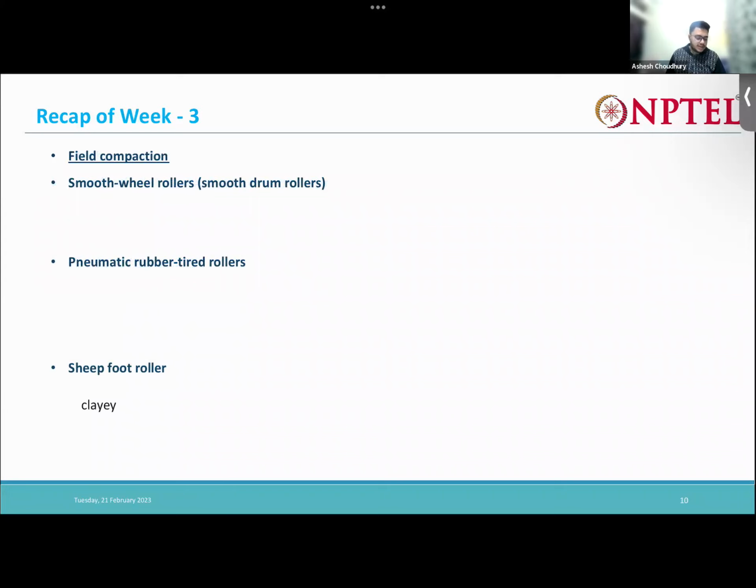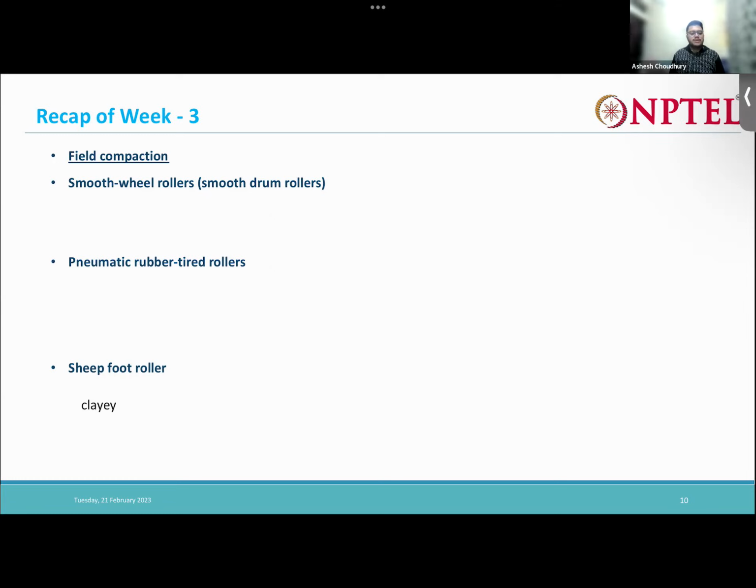Now, field compaction. How is compaction actually done in the field? In the field, we cannot ram, right? The area is huge and vast. Consider a road embankment. It's huge, the length is many kilometers. So obviously it is not possible to ram using rammers. However big the rammer, you cannot ram it. It's practically impossible.